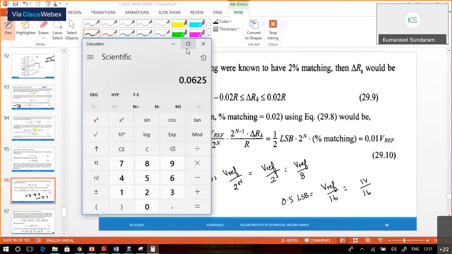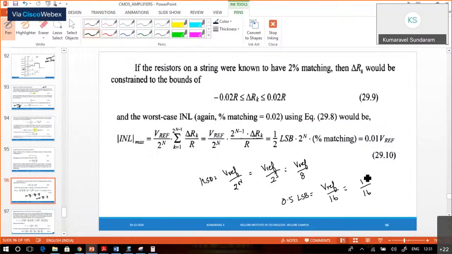So it is going to be 0.0625. So if Vref equals 1 over here, it is going to be 0.01 only, which is lesser than this thing. So our INL, even if you have 2% mismatch in the resistors, is not exceeding 0.0625. You understand, right? So this is how we need to introduce the mismatch and then see to it that the DAC is performing in a much better manner.